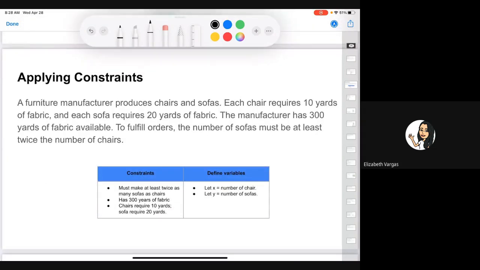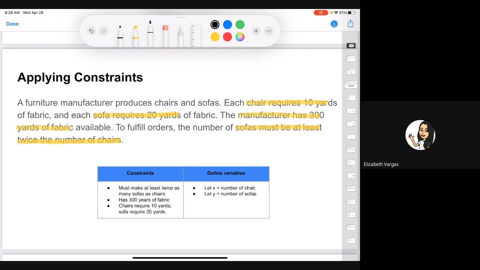So let's look at applying constraints. Here's the first problem we're going to work through. A furniture manufacturer produces chairs and sofas. Each chair requires 10 yards of fabric. Each sofa requires 20 yards of fabric. The manufacturer has 300 yards of fabric available to fulfill the orders. The number of sofas must be at least twice the number of chairs.